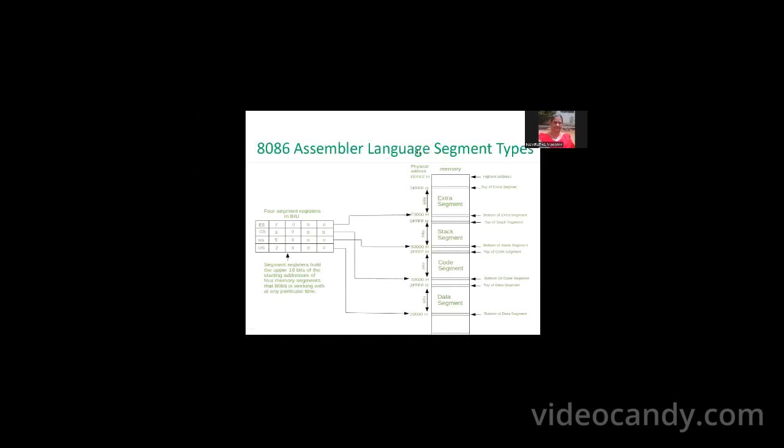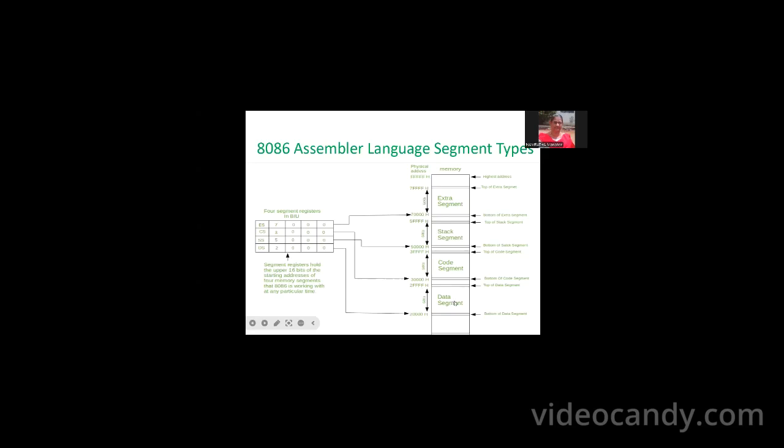Right? So here we will see the 4 assembly segment registers of 8086. As I have said, it has 4 registers: extra segment, code segment, stack segment, and data segment. Now, the segment registers hold the upper 16 bits of the starting address of the 4 memory segments that 8086 is working with at any particular time.